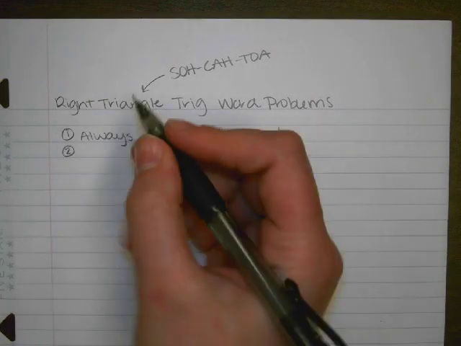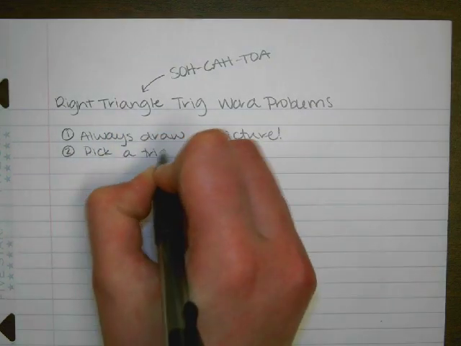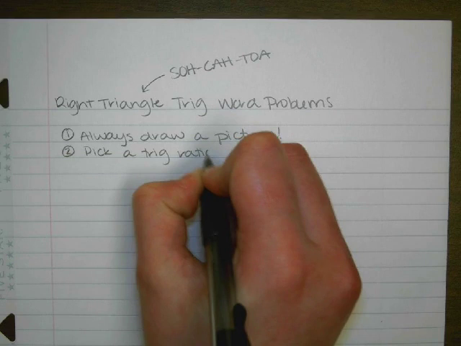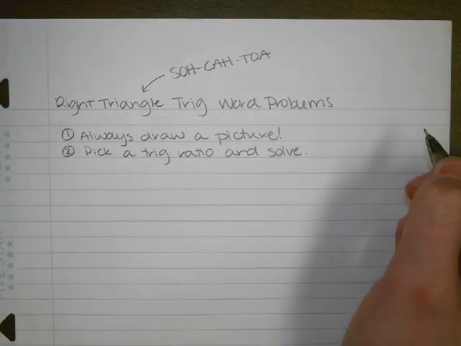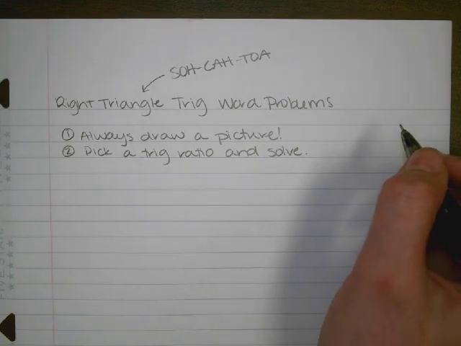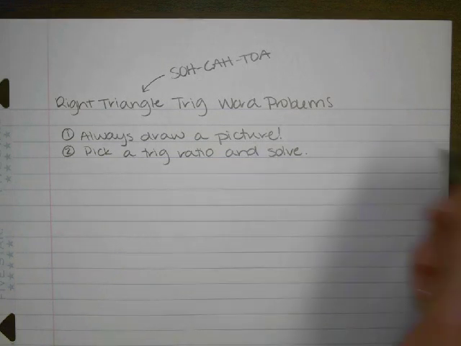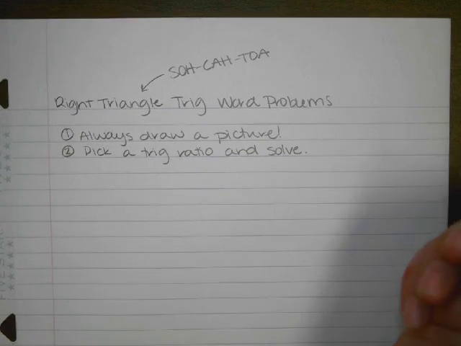Second, you're going to pick a trig ratio and solve. And the trig ratio that you pick is going to be based on the information that you have. So it's not like you just get to pick any of them. It's like you figure out if you have an angle and then you have the side opposite of that and the hypotenuse, then you know you're going to be using sine to solve that triangle.